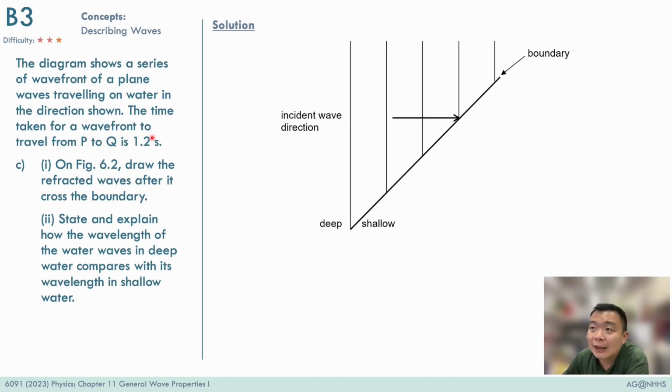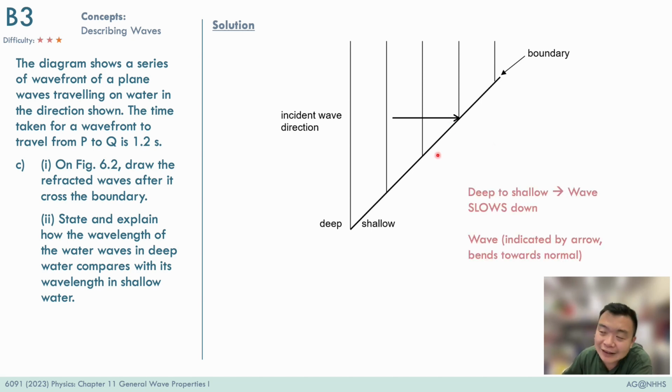Now, part C is a very interesting question about refraction in water waves. So I'll teach you a technique on how we can solve this. So for waves, we can see that there are wavefronts here, okay, and we draw an arrow here to represent the direction of the wave. Notice that this arrow is perpendicular to all the wavefronts, and this arrow also looks very similar to a light ray.